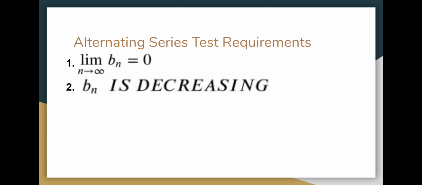The alternating series test requirements state that the limit as n approaches infinity of b sub n is equal to 0, and b sub n is decreasing. As long as these two statements are true, then the series will converge.